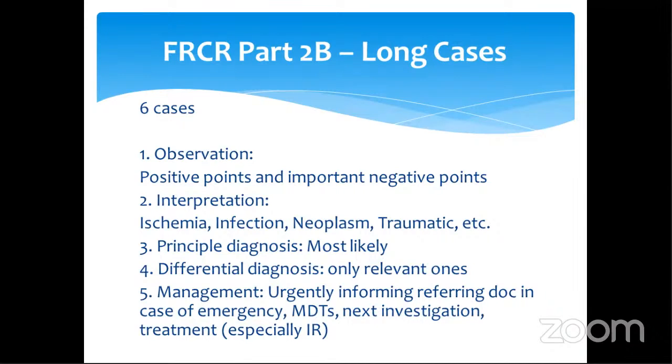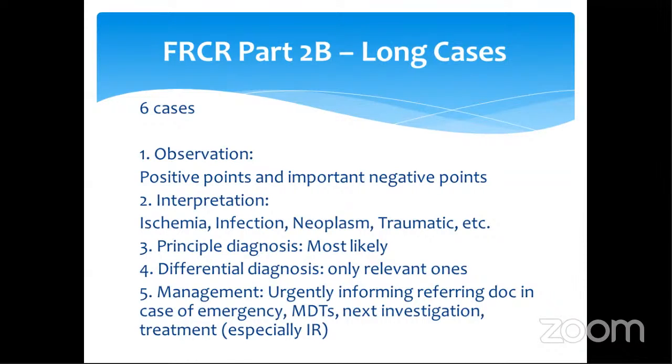So in observation, it's important to write the positive points and the important negative points. There is no need to do a vast extensive description with all the relations. For example, if you are given a mass, then no need to describe all the relations of the mass, only describe the positive important findings. For interpretation, this is a bit tricky.